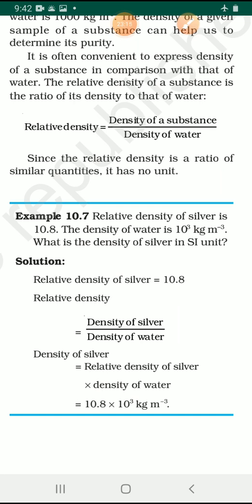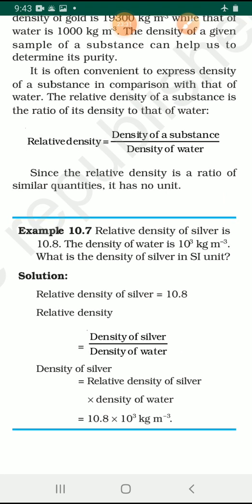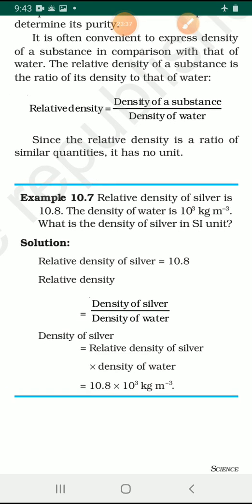The reason we are not giving any sort of unit to it is that we relate the density of a substance with the density of water. Since it is a correlation, for our convenience we just relate it to the density of water, that is 1000 kg per meter cube. So that's the reason we are not going to give any sort of unit to it. Next we are going to see a small example and try to conclude this chapter.